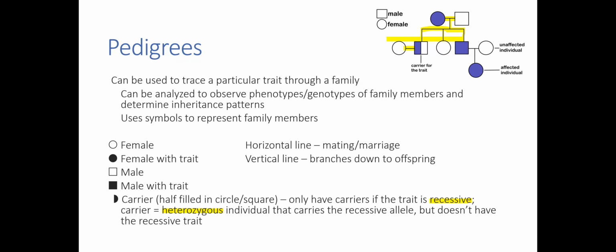Now, these lines go out to their spouses or their mates. So this son, this would be their daughter-in-law or their soon-to-be daughter-in-law maybe. And then this would be another daughter-in-law. And then they have a child, and that's how it goes.